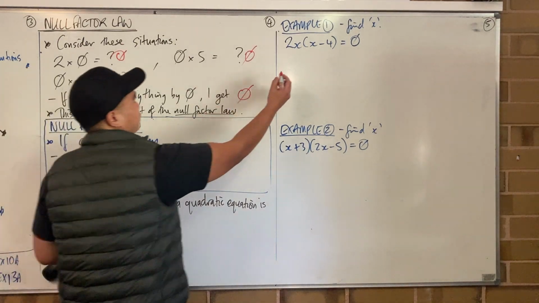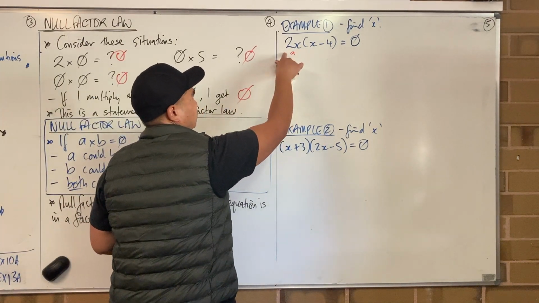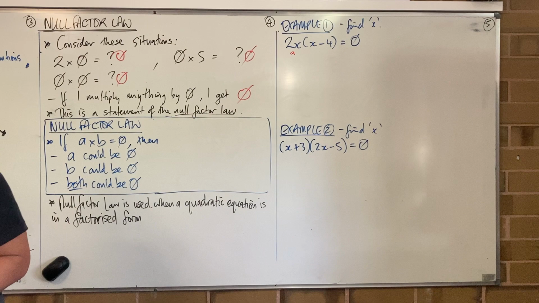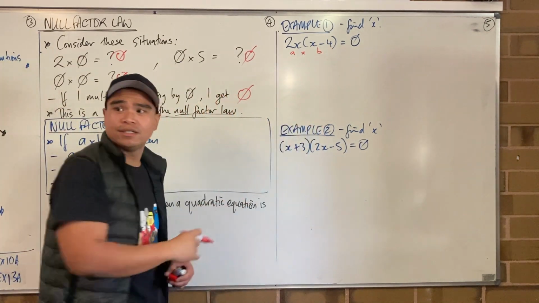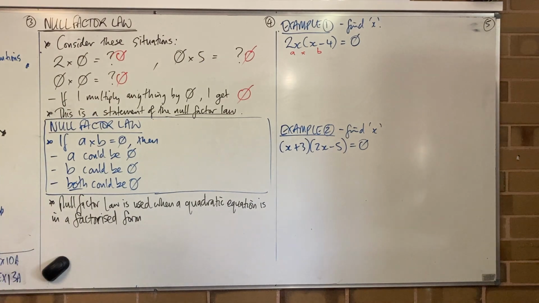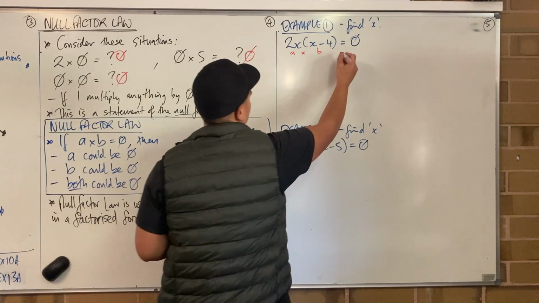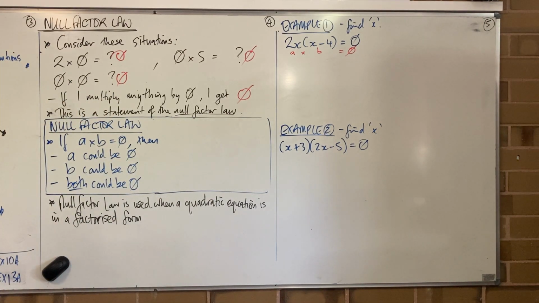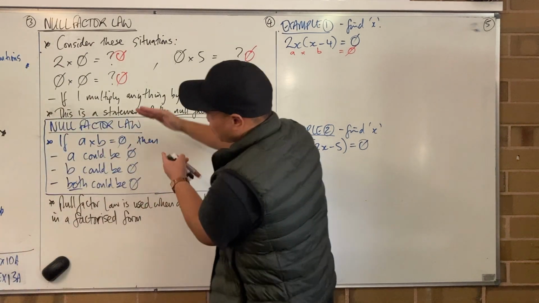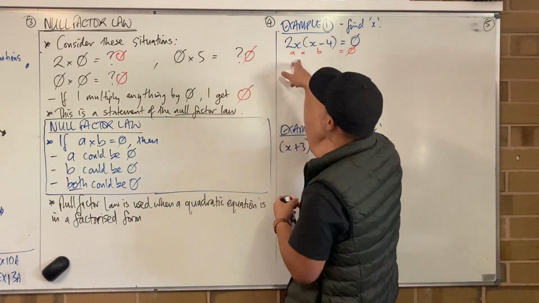Because do I have something on the outside times by something in a set of brackets? And does it equal 0? The equation states that those two things times together equals 0. Based on the null factor law, could either of those things be equal to 0? Yeah. That's how you solve it. So, because this rule exists now, I can solve this.